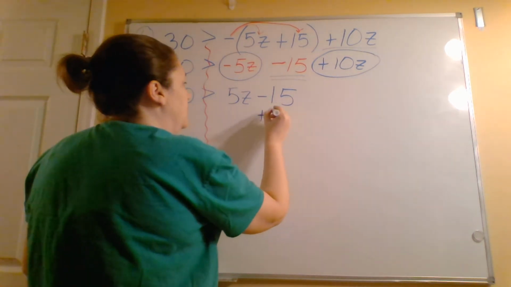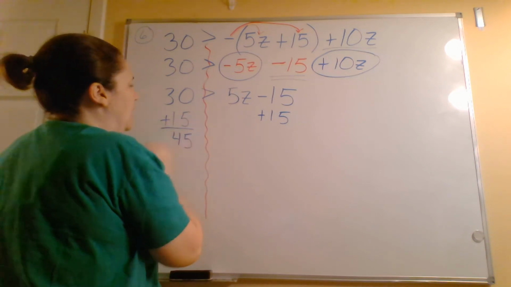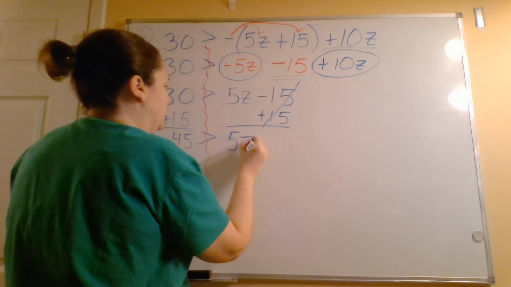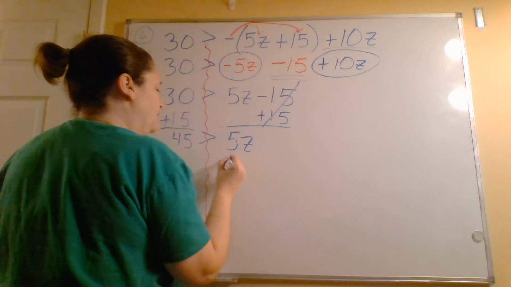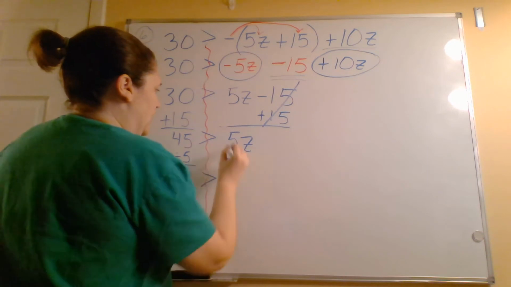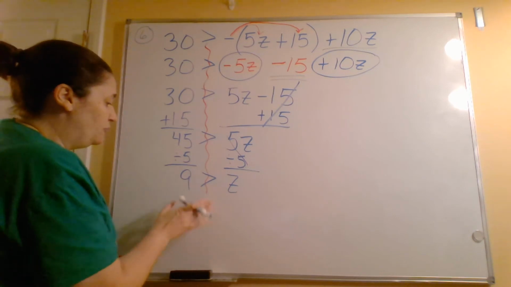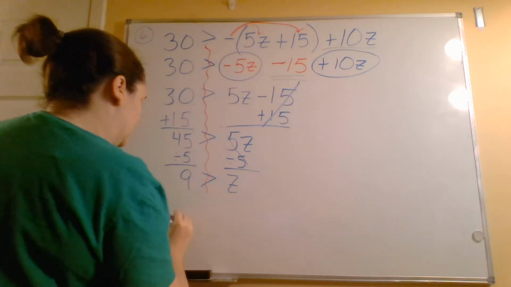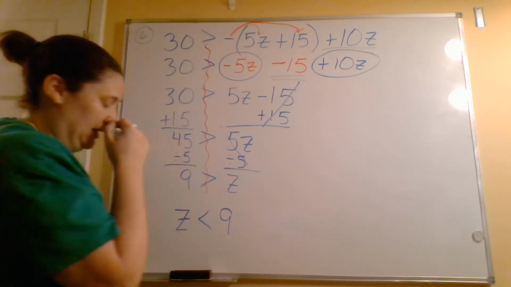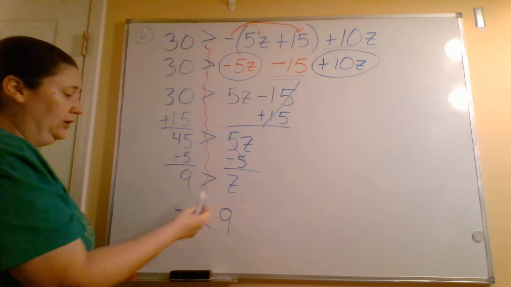They're subtracting 15. I need to add 15 to both sides. I get 45 on the left is greater than, the 15s cross off, 5z. Z is being multiplied by 5, so I have to divide both sides by 5. 45 divided by 5 is 9. So the answer is 9 is greater than z, or if you flip this over so that the z is on the left and the 9 is on the right, that's fine as long as you flipped the sign. I would accept either of these answers for this problem. 9 is greater than z, or z is less than 9.